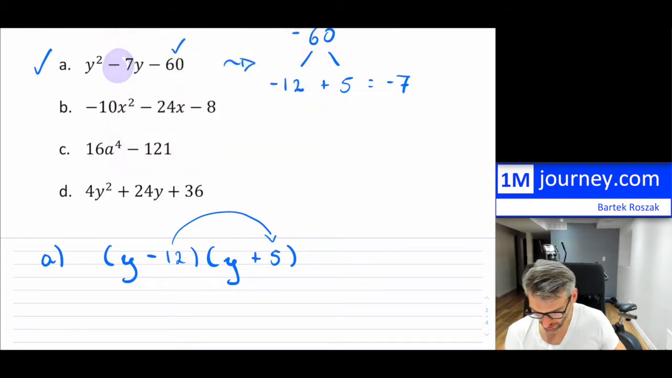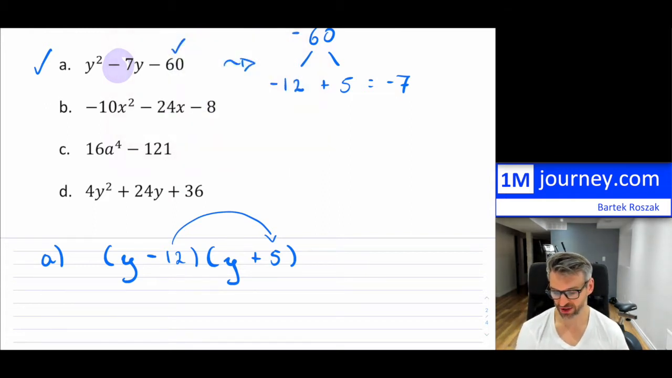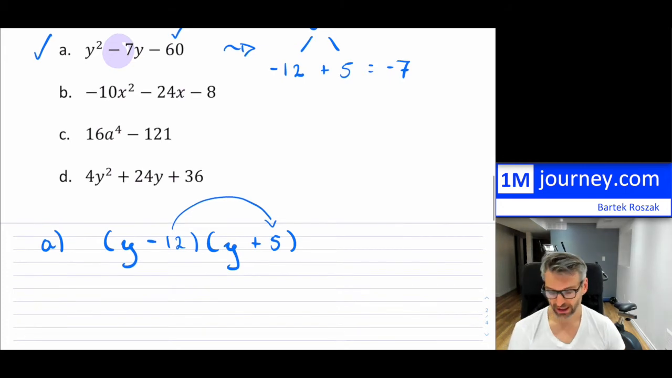The second one, for B, notice I have -10x squared minus 24x minus 8. Right away, because the a is negative, I don't want the a negative, so I'm going to factor the negative out first. I also notice in this example that I have 10, 24, and 8. Those are my coefficients, my a, b, and c. And I can actually factor out, what can I take out? 2. Yeah, because 10 is 2 times 5 in terms of primes. That's as good as it comes.